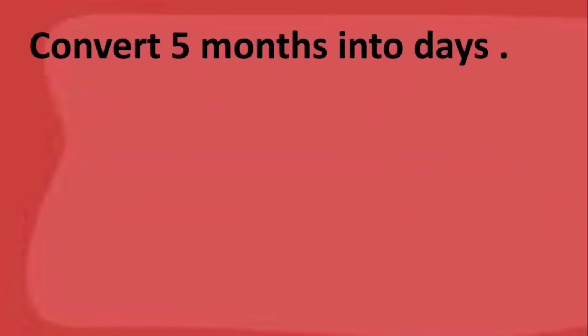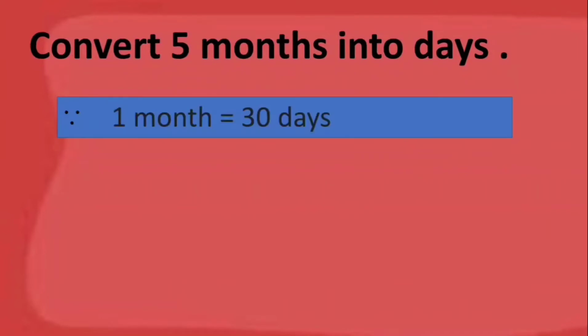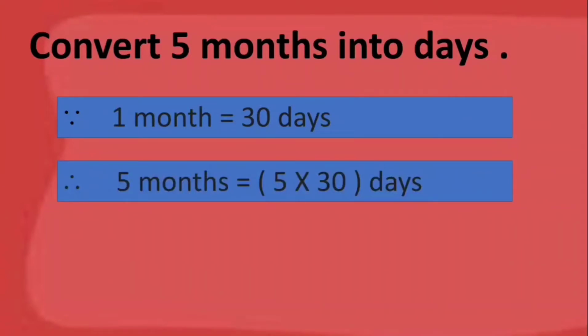Let us convert 5 months into days. 1 month equals to 30 days. Therefore, 5 months equals to 5 into 30 days. It means 5 months has 150 days in it.